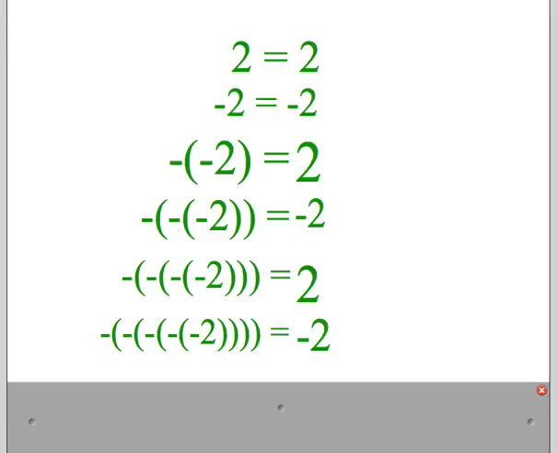So when you have an odd amount of negative signs, it's going to be a negative result. If you have an even number of negative signs, it's going to be a positive result. It doesn't matter how many positive signs you have in the problem. It's all based on the number of negative signs.